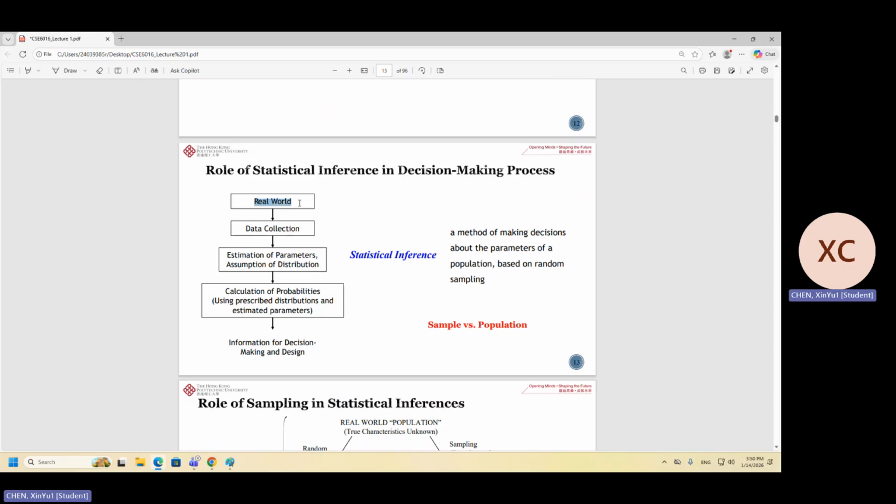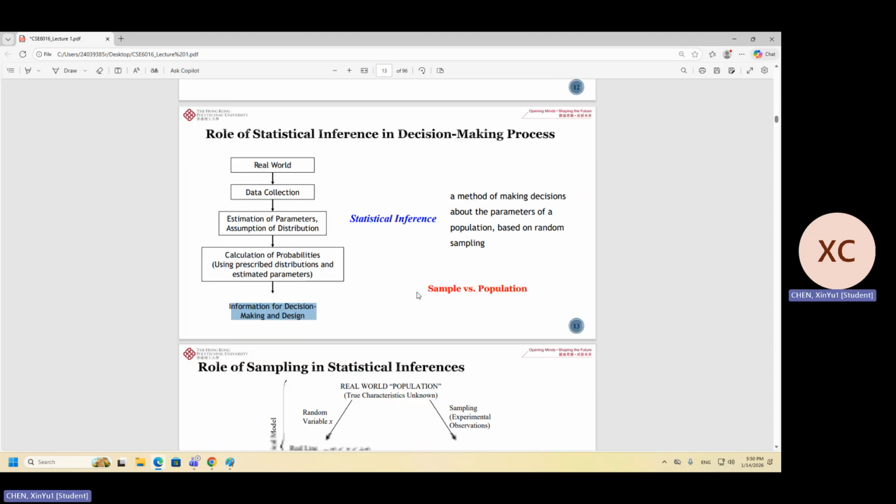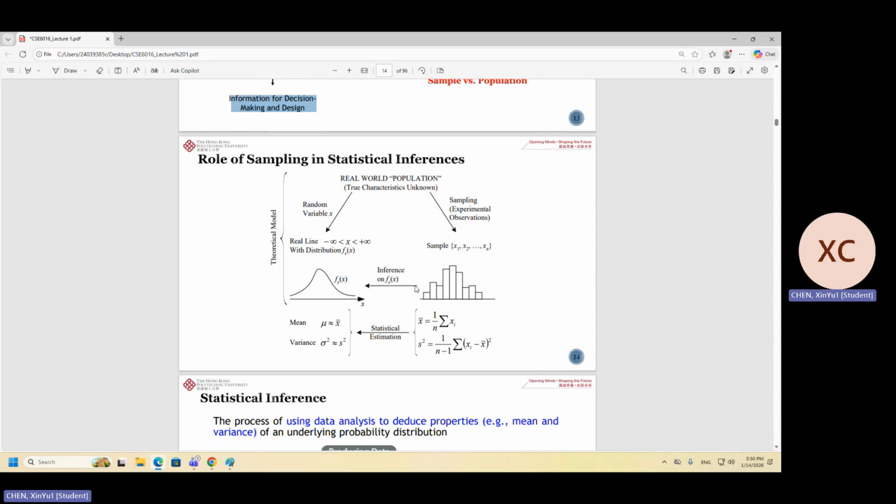Again, in the real world, we cannot get all the information, so we normally collect data. And then based on the data, as I showed, we just use y equals f(x), then estimate the parameters. Of course there are some randomness and uncertainty, so many times we assume a distribution. Then we calculate the probabilities, and based on this probability, we have information for decision making and design.